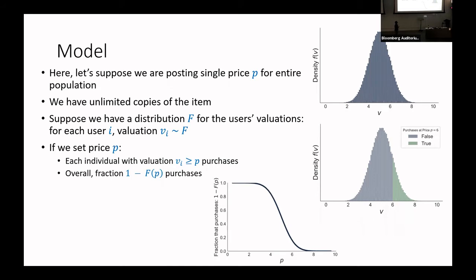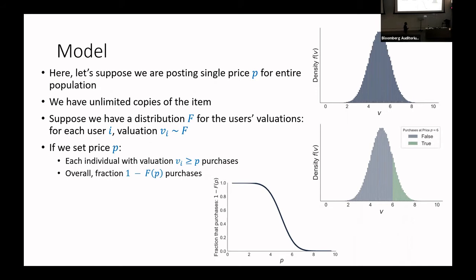If lowercase f of v is my probability density function for the item and uppercase F is the cumulative distribution function, do those terms make sense to people? Okay, great. Please tell me if those terms don't make sense, because we're going to be using those a lot for the next few classes.